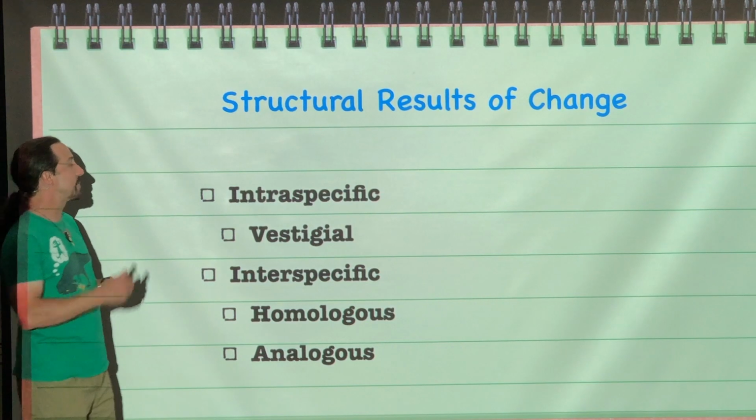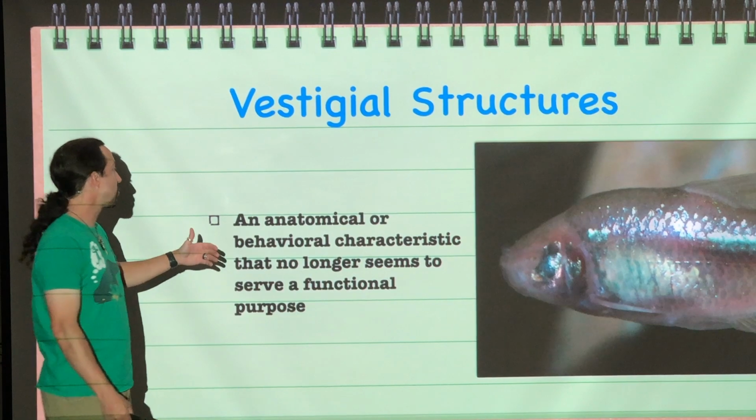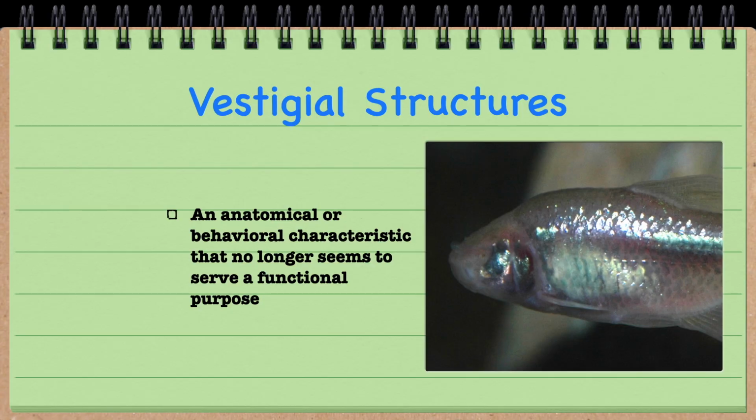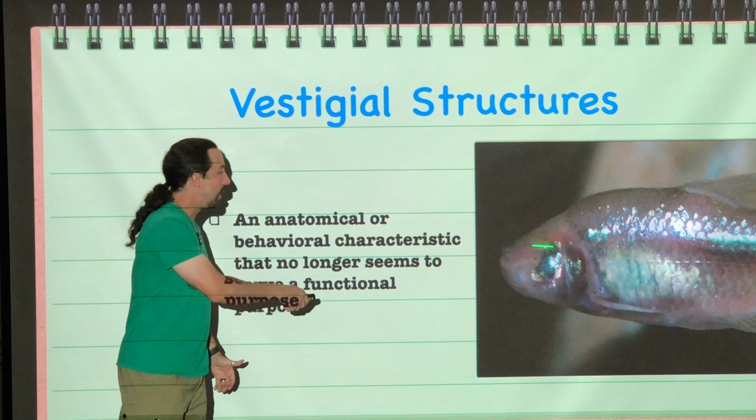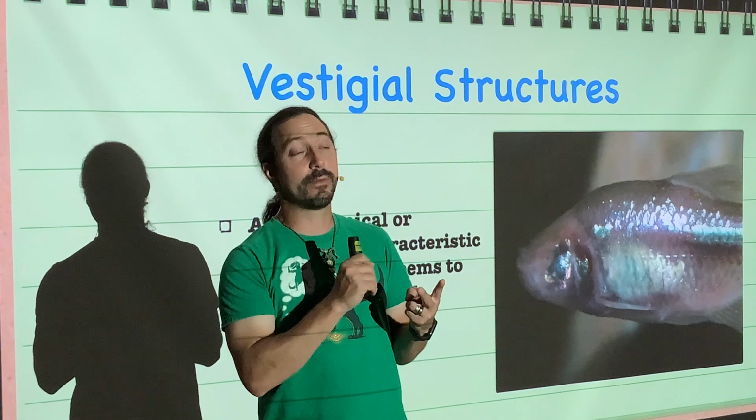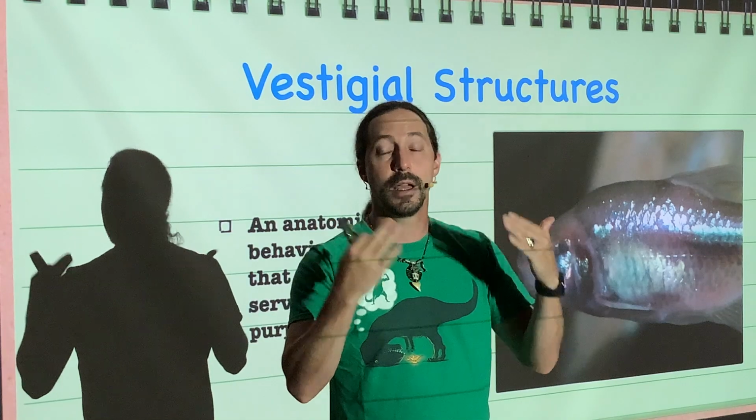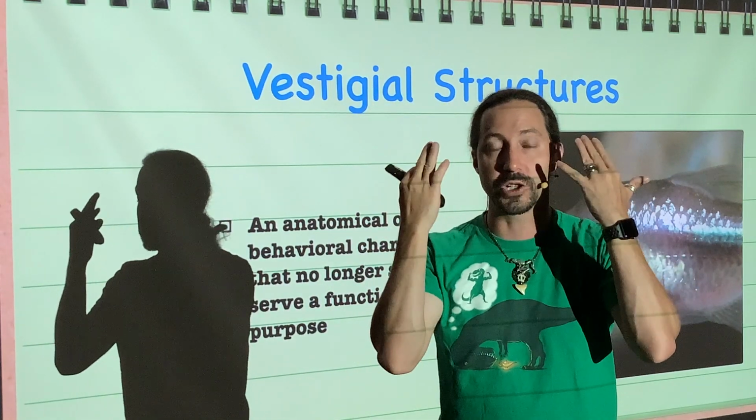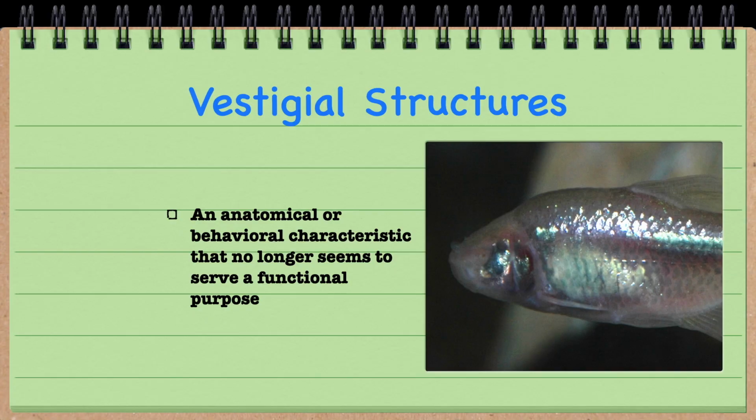So let's start with our intraspecific structures, which are going to be vestigial structures. Vestigial structures are an anatomical or behavioral characteristic that no longer seems to have a functional sense. A great example of this would be organisms that live within caves. Many cave fish, many cave amphibians have all lost the ability to see. Their eyes are no longer functional, but they still have eye sockets, which would be where their eyes would go. The eye socket is a vestigial structure.